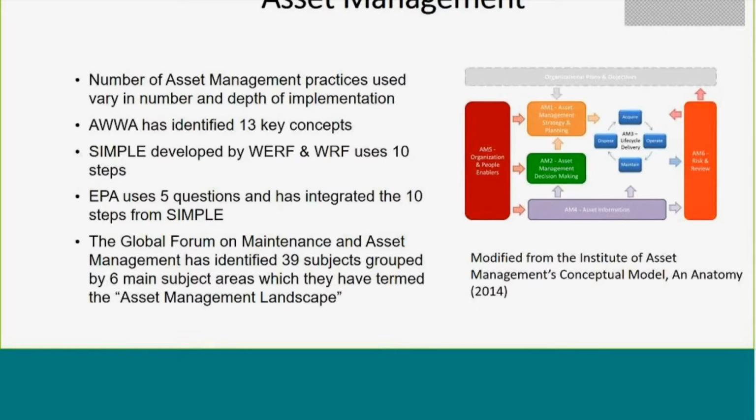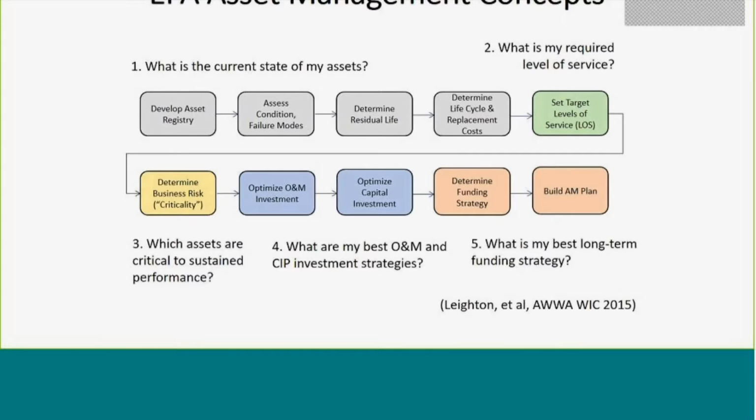And then finally, the Global Forum on Maintenance and Asset Management has identified 39 specific subject groups organized by 6 main topical areas, which they have termed the asset management landscape. And these 6 areas are illustrated on the slide that you see right now. What I'd like to do now, because it has a broad appeal in today's water sector environment, is to focus for a few minutes on EPA's asset management concepts. And at the highest levels, there are really 5 questions that today's utilities are trying to answer for themselves.